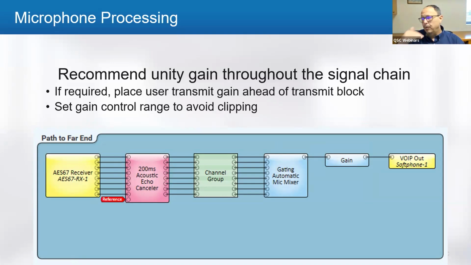Also, we want to make sure when we're talking unity gain, the input meters in Q-SYS are all in dB full scale. So you're not looking for 0 there. You're looking for a -20 dB full scale, which clipping in dBFS happens at 0. So we want to be 20 dB.